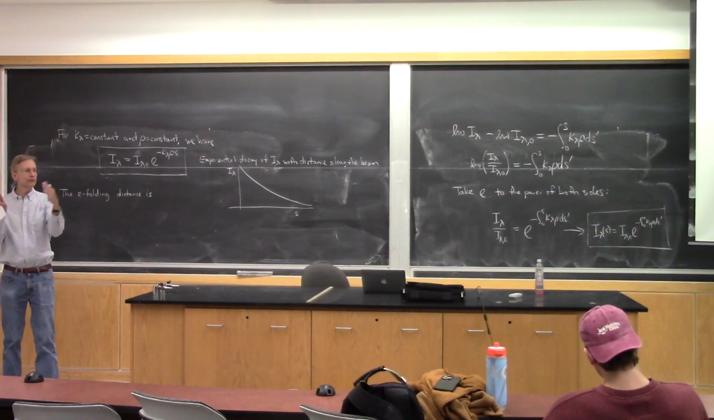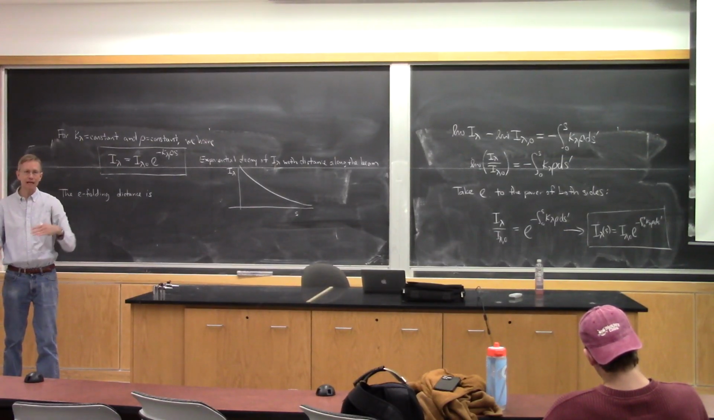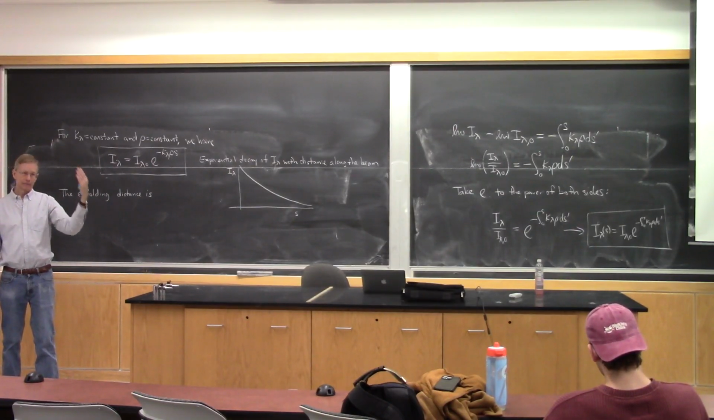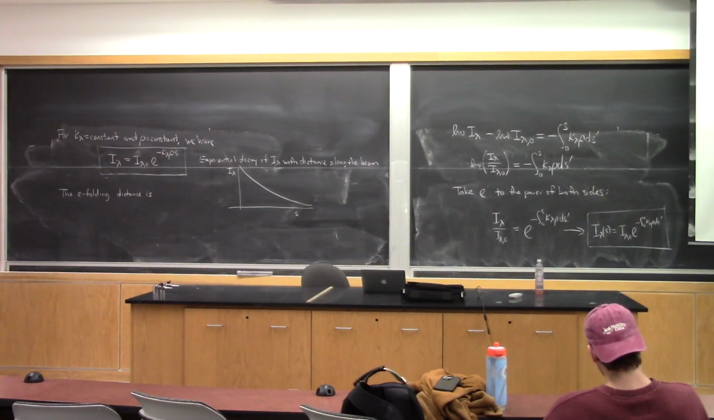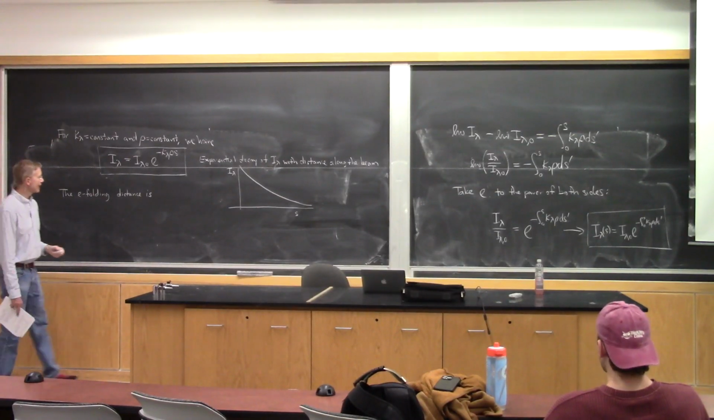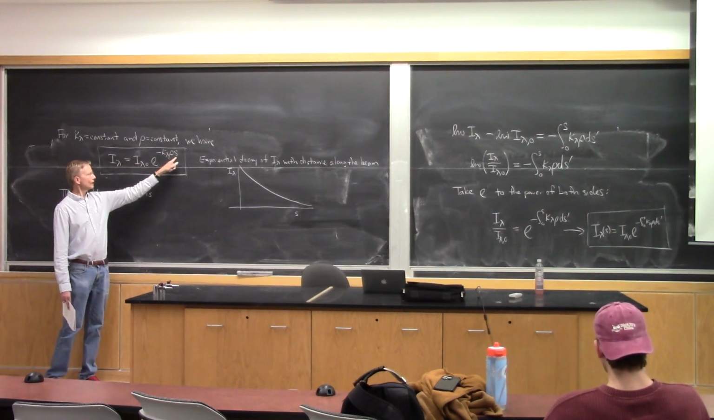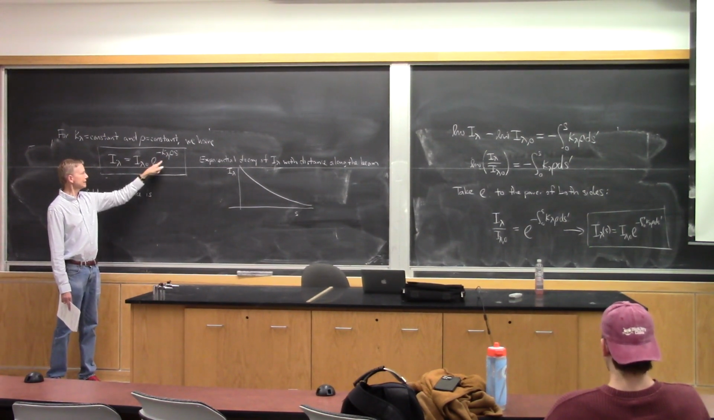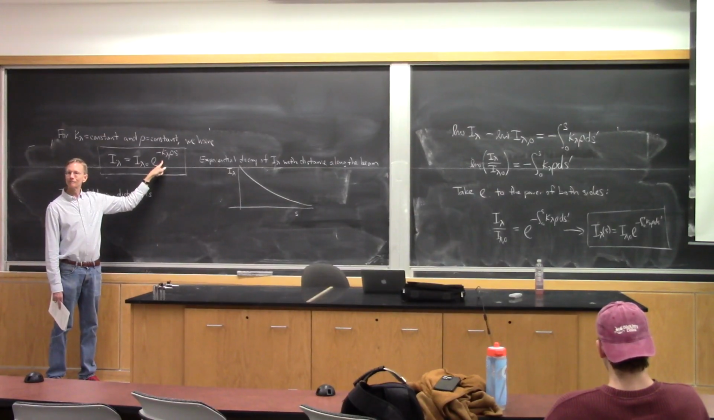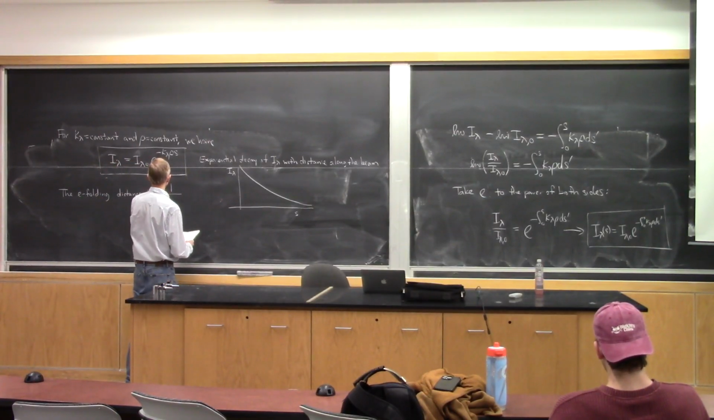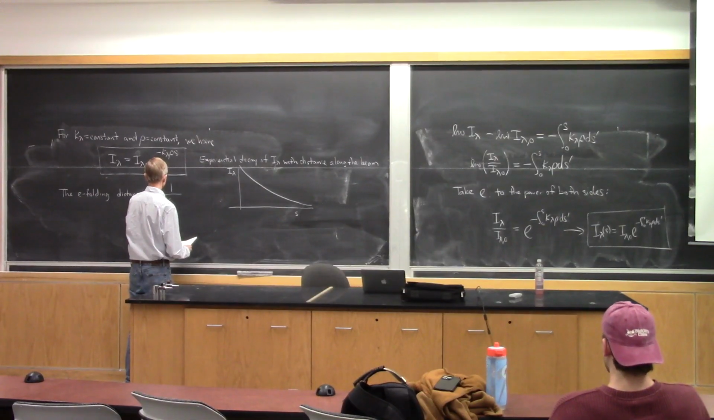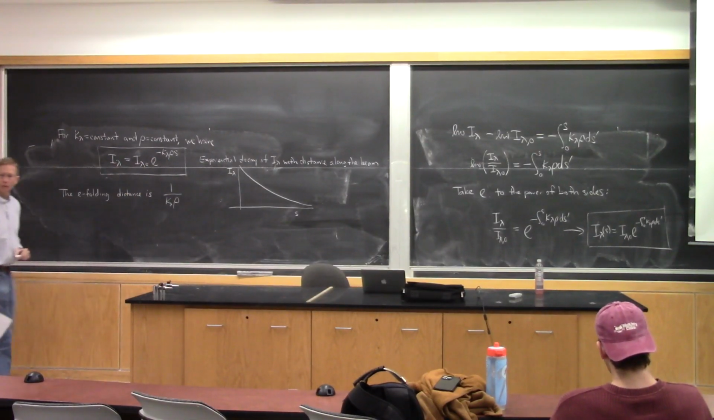Over that same distance, it falls by a factor of 1 over e. Just like with the temperature scale height, if you have an exponential decay of temperature, it doesn't matter where you start, one scale height later, you're down by a factor of 1 over e. This is analogous. One e-folding distance later, we're down by a factor of 1 over e. What value of s makes this I naught e to the minus 1? 1 over kappa rho. The e-folding distance is 1 over kappa lambda rho.